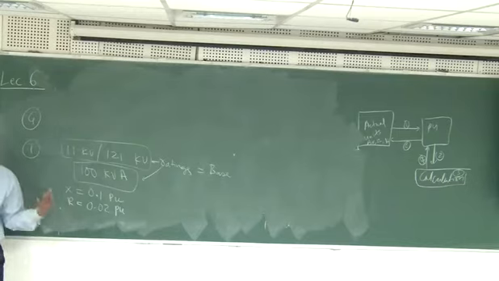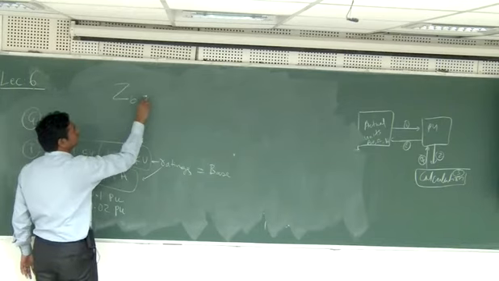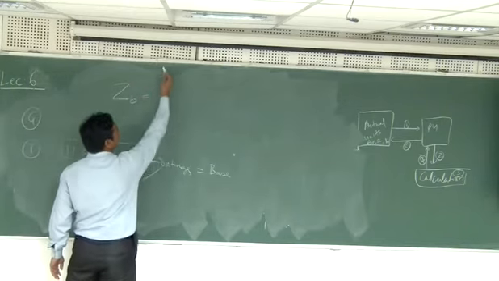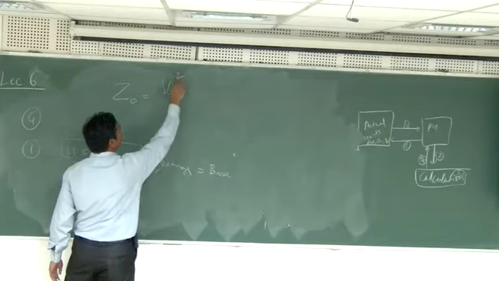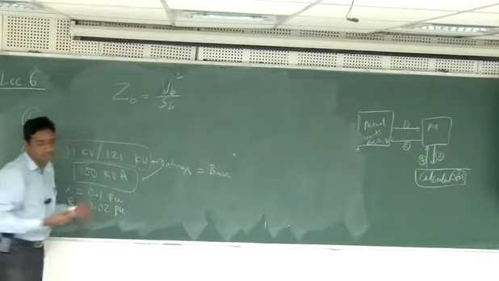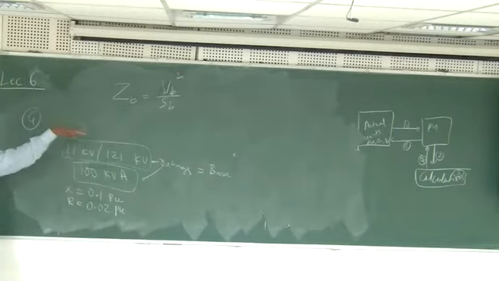So can we do that quickly? What is the Z base for this? It is V base square divided by S base, as we just saw. Z is V by I, and then if you multiply V on the numerator and denominator, you will get this. So what is V base square?